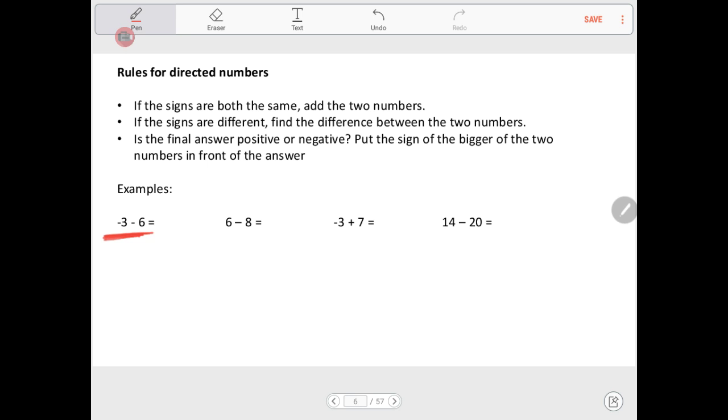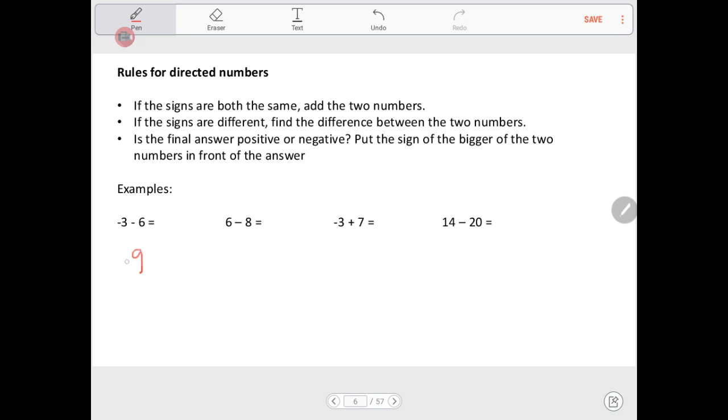Now, I'm going to show you a couple of different ways how to do these. The first one is to look at these set of rules I've outlined here. If the signs are both the same, add the 2 numbers. If the signs are different, find the difference between the 2 numbers. Okay, so I'm going to go through and do each of these one at a time. Here the signs are the same, so I'm going to add the 2 numbers. So 3 and 6 makes 9.